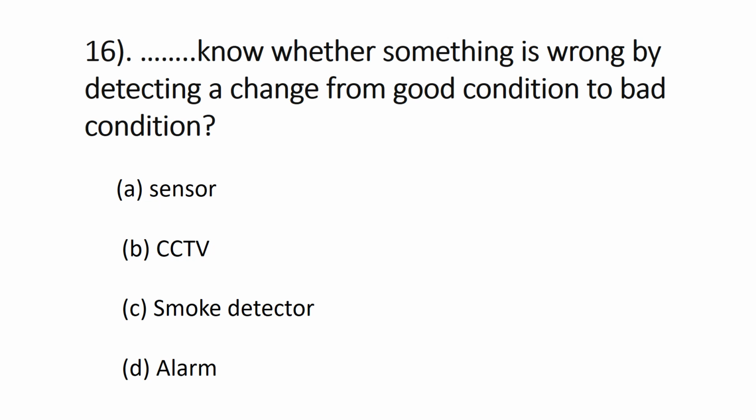Question number 16. Knows whether something is wrong by detecting a change from good condition to bad condition. Sensor, CCTV, smoke detector, alarm. What is the correct answer? It is a sensor. Only the sensor detects the condition or the situation change in the area where it is placed. Then it gives information to the control panel, and the control panel alerts the alarm. This is the mechanism of the alarm system. So the sensor is the right answer. Sensor knows whether something is wrong by detecting a change from good condition to bad condition.